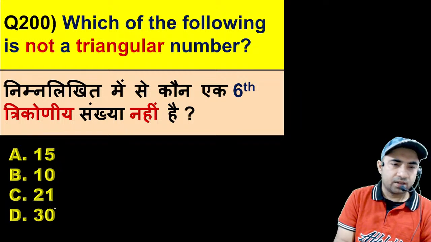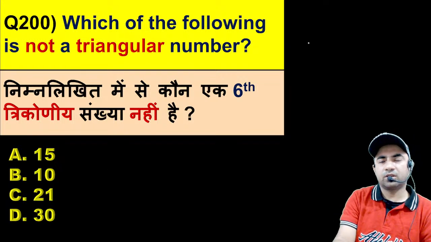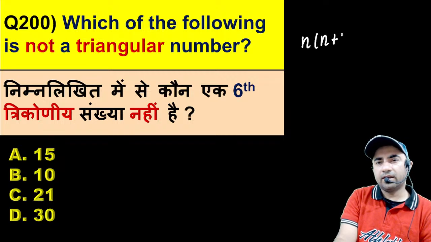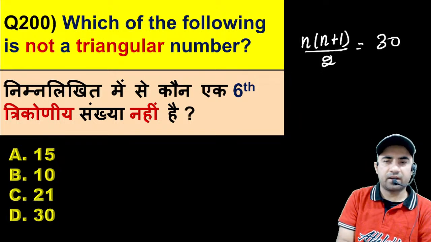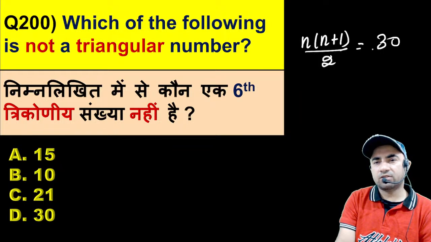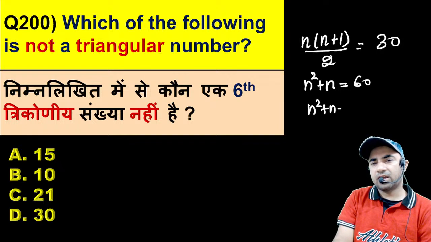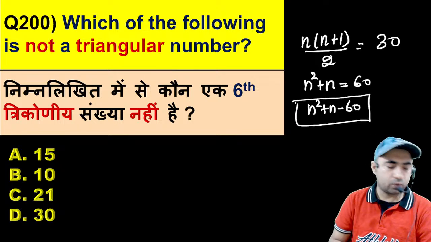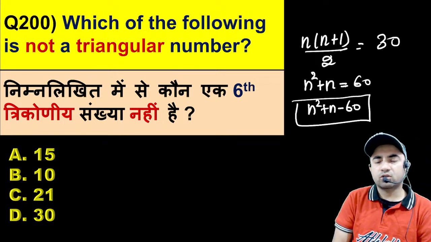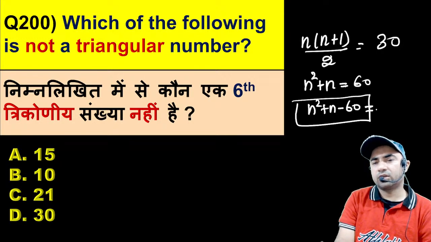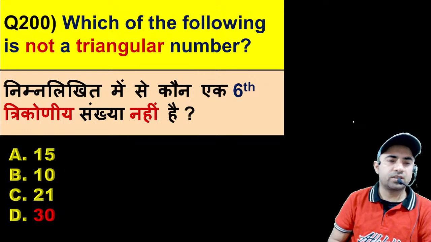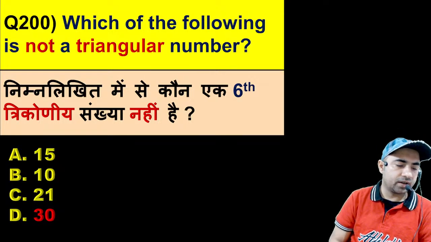So how can you check? Just put the formula: n into n plus 1 divided by 2 is equal to 30. You have to just check by the hit and trial method. If you take n into n plus 1 divided by 2 equal to 30, then this will give you n square plus n equals 60, then n square plus n minus 60 equals 0. This will give you a quadratic equation, and now you can solve it with the help of the quadratic equation. Clear? So the right answer of this question is 30. Actually, 30 is not a triangular number.